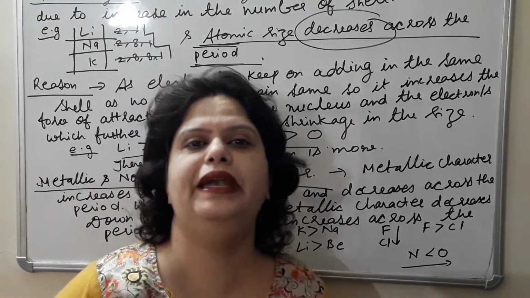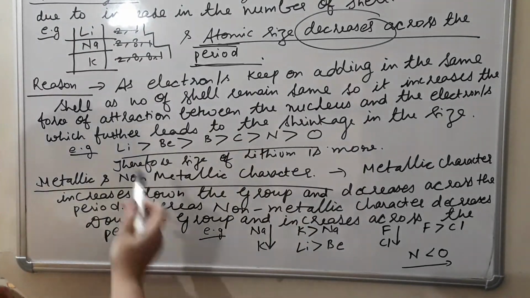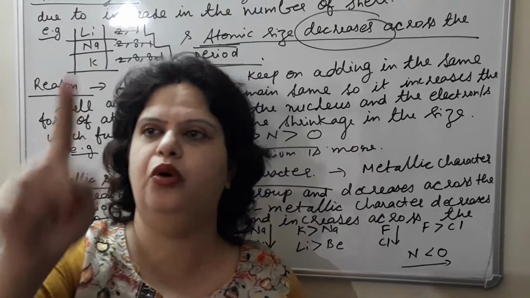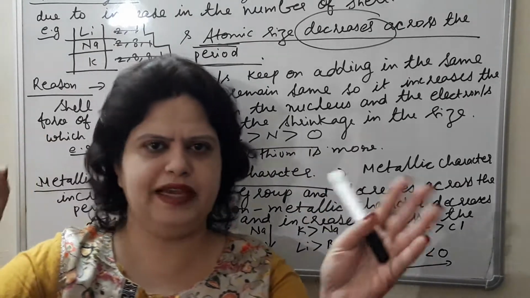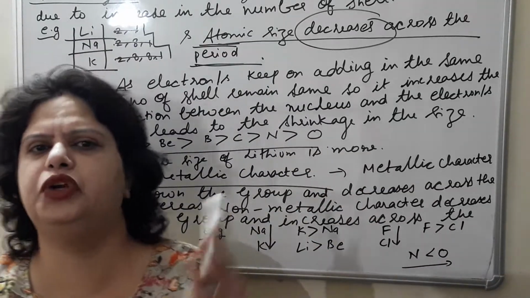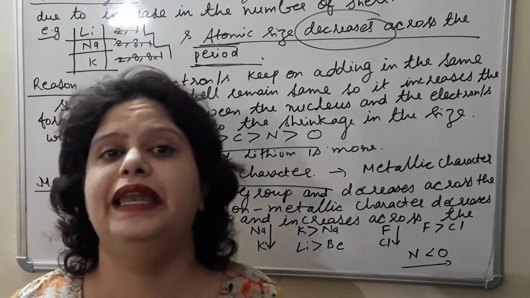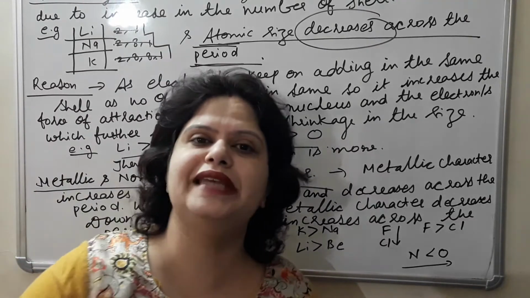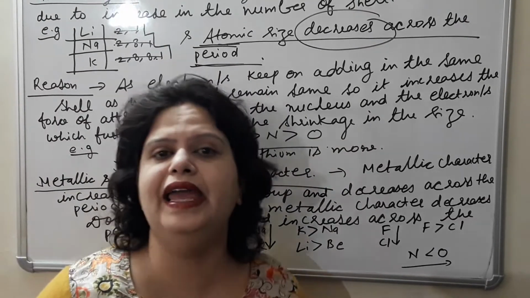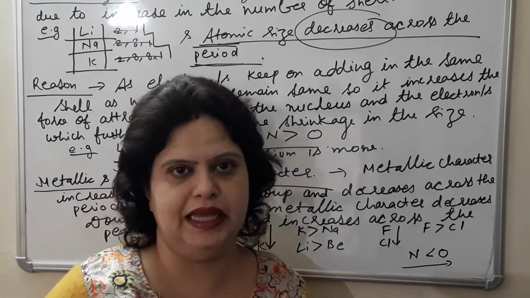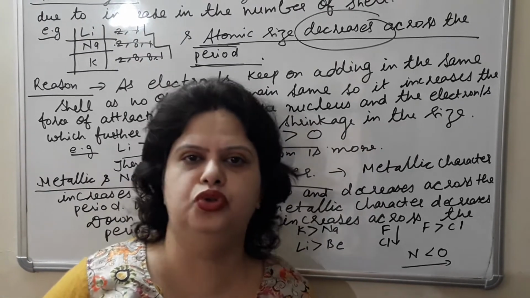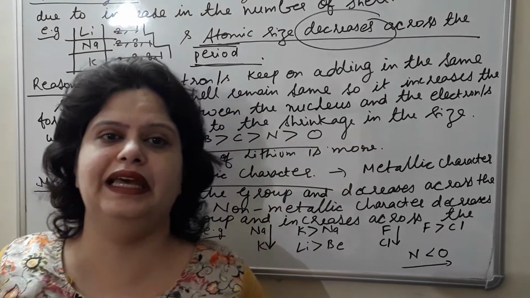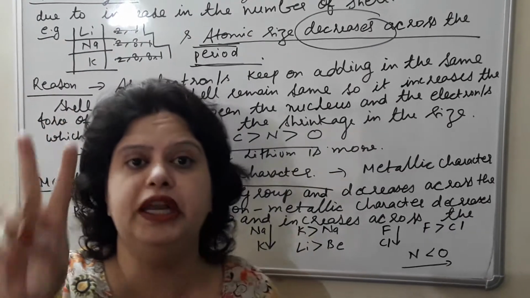For example, take lithium, beryllium, boron, carbon, nitrogen, oxygen. I have taken up to that. It's your choice if you want to take 2, 3 or 4 elements. But all the elements which you are taking to explain this are from the same period. So all these elements are from the second period. Why? Because all these elements have two shells. Lithium 2,1, beryllium 2,2, 2,3, 2,4, 2,5, 2,6, 2,7. So all these elements have only two shells.